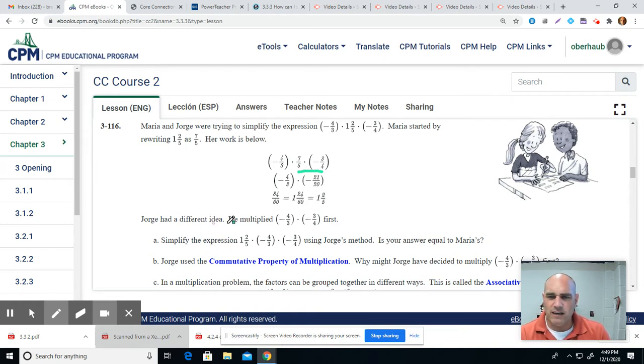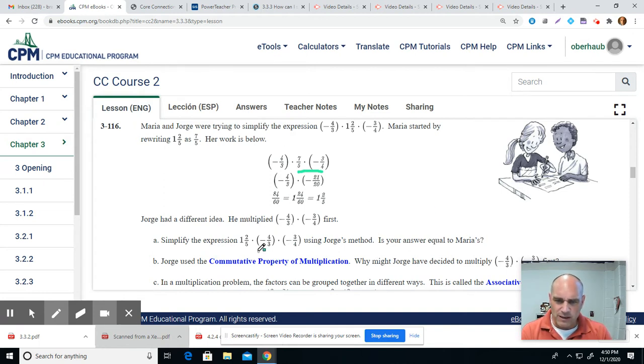Jorg had a different idea. He multiplied negative 4/3 times negative 3/4 first. So notice, he's switching the order, which is legal because we're talking about the commutative property with multiplication. So simplify this expression using Jorg's method. Is your answer equal to Maria's?